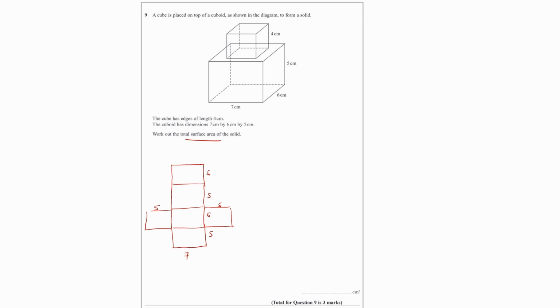Right, so we've got a 7 by 5 at the front, that's 35 centimetres squared, and a 7 by 5 at the back. We've got a 7 by 6 on top, and a 7 by 6 on the bottom. And then a 6 by 5 on the side, and another 6 by 5 on the other side.